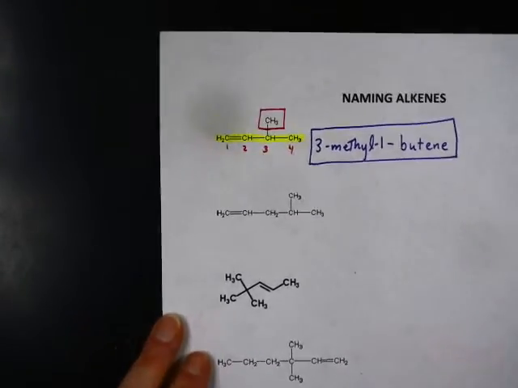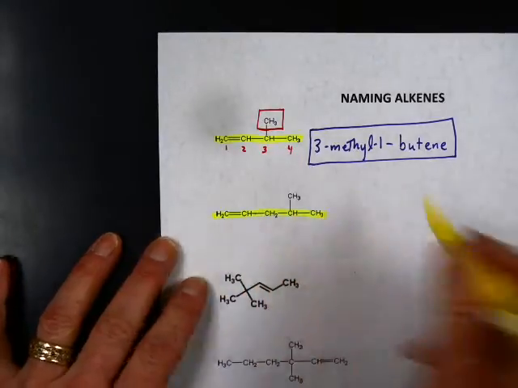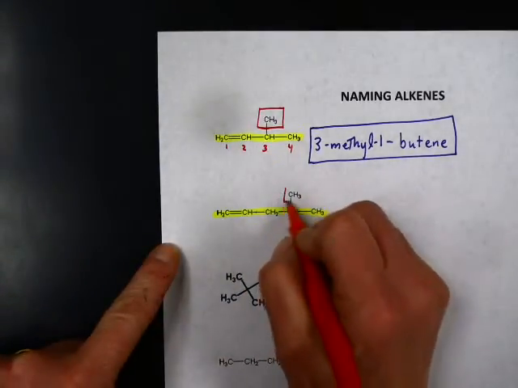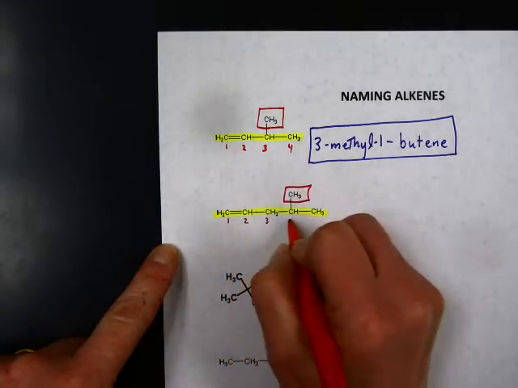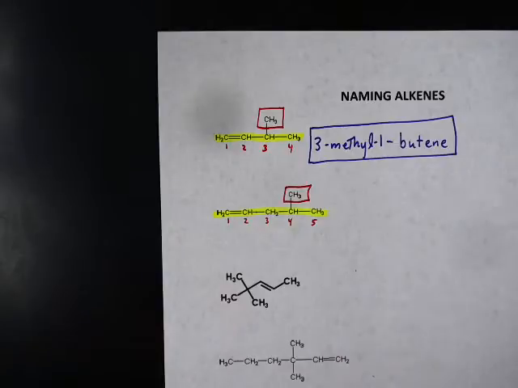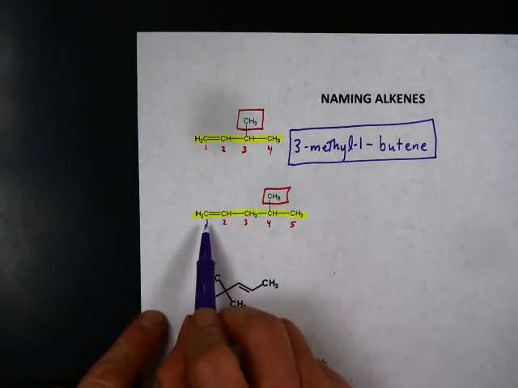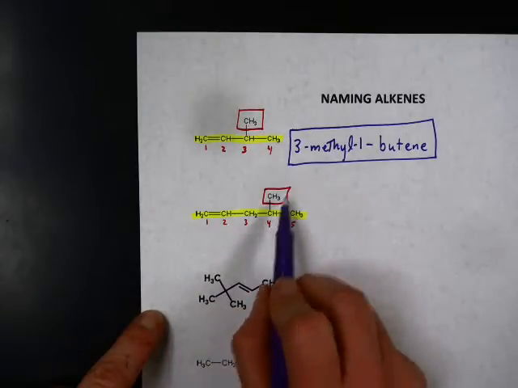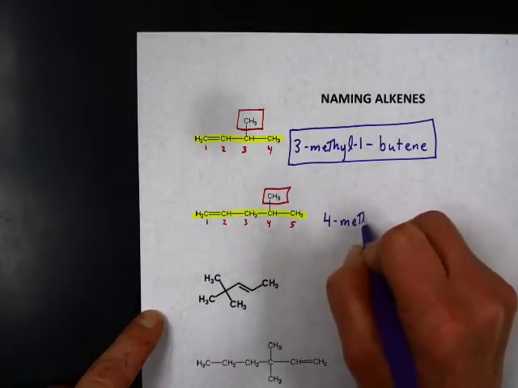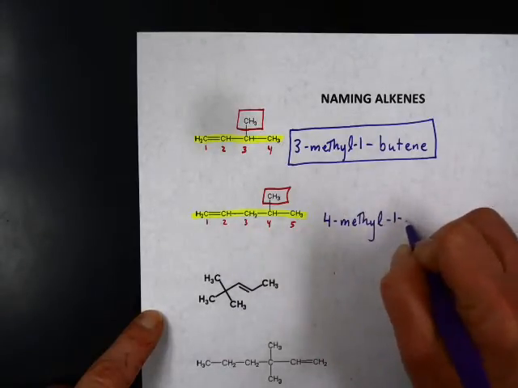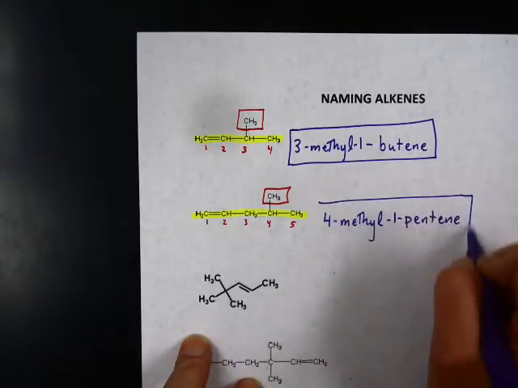How about this one? Same process. Highlight the longest continuous chain. What is attached? Methyl. I'll number from the end closest to the double bond. That looks like this. And then I can see this is pent. 5 is pent. The double bond starts on carbon 1, and I have a methyl. Methyl is on carbon 4. This is going to look like this. 4-methyl, 1-pentene. 4-methyl, 1-pentene.